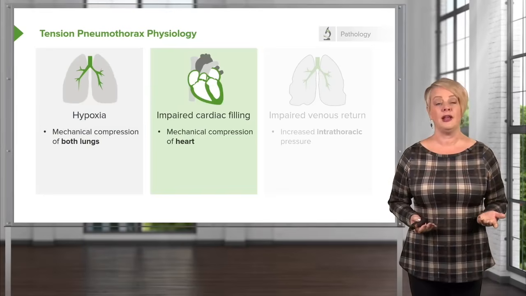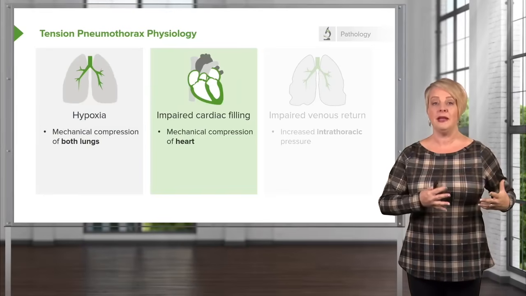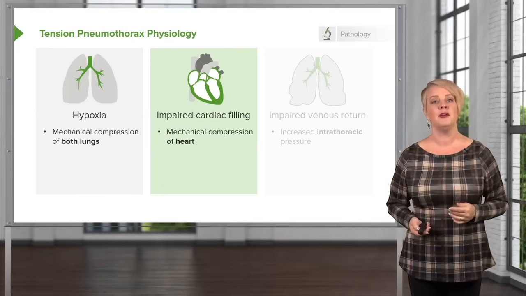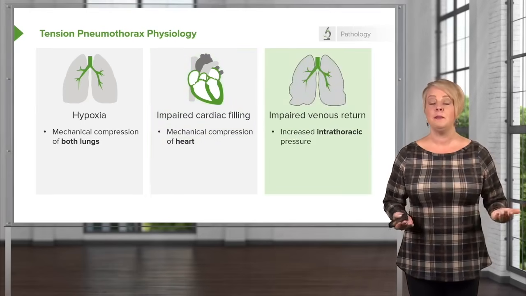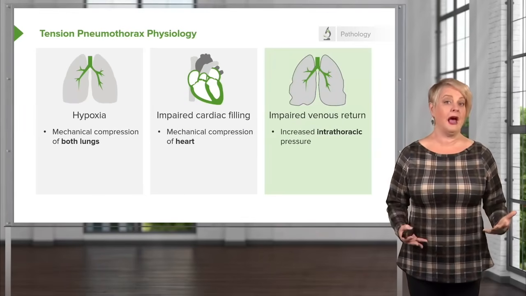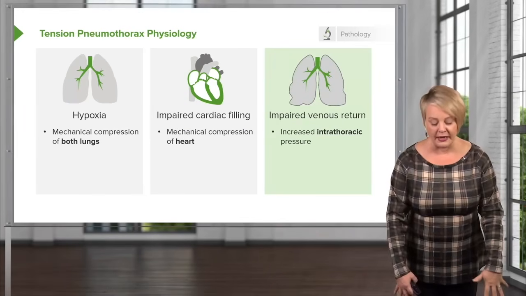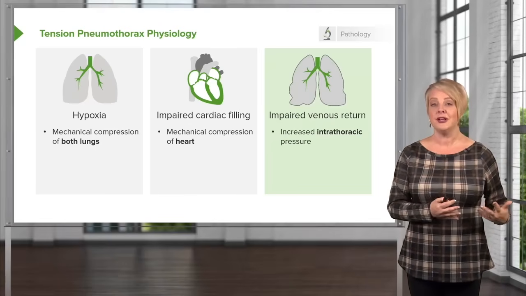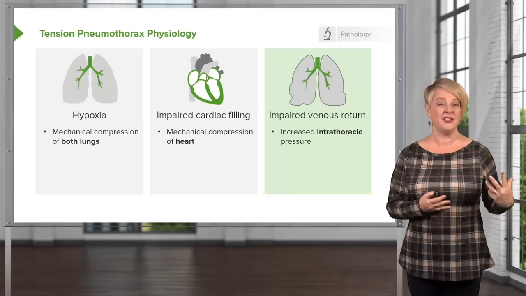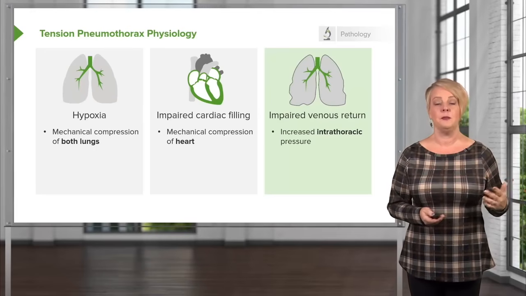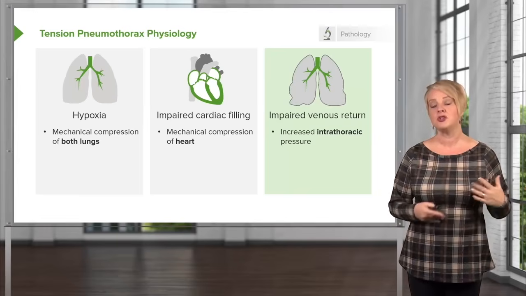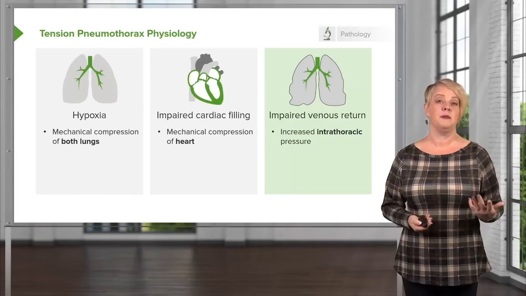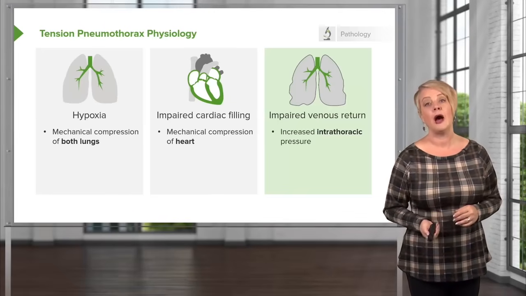You also get impaired cardiac filling. So direct compression of the mediastinum from the large air collection is going to compress the heart and prevent the heart from filling normally. And lastly, you get impaired venous return. So in normal physiology, blood comes back from the periphery into the central circulation because of negative intrathoracic pressure. You can imagine if you have a large high pressure air collection in the chest that your intrathoracic pressure is going to be positive. So now you don't have a pressure gradient that propels blood from the periphery back to the heart, and this is going to further impair your cardiac filling and your cardiac output.